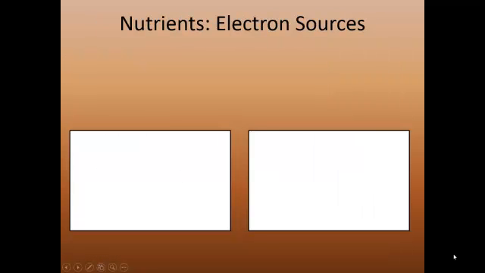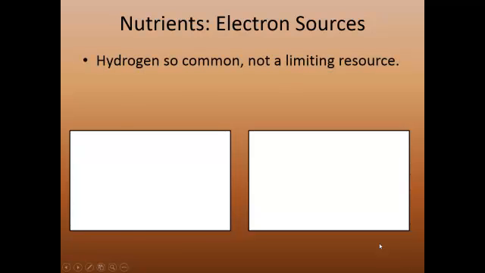Now let's talk about electron sources. Now, generally speaking, electron is so common that it is not what we call a limiting resource. What do I mean by limiting resource? If you have something that's rare, for example, nitrogen, which we will be talking about later, it limits the ability of an organism to grow by its concentration. So in other words, in the environment, you're going to have less usable nitrogen than you are hydrogen, so the organism is not limited by the concentration of hydrogen.